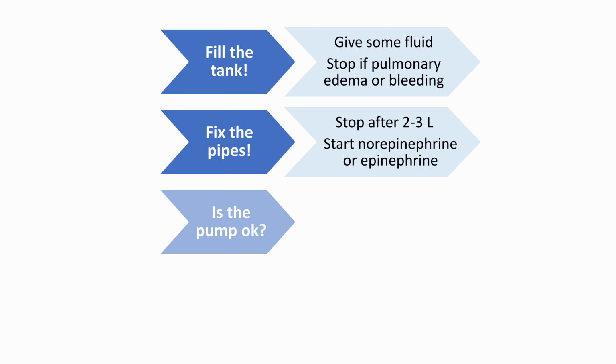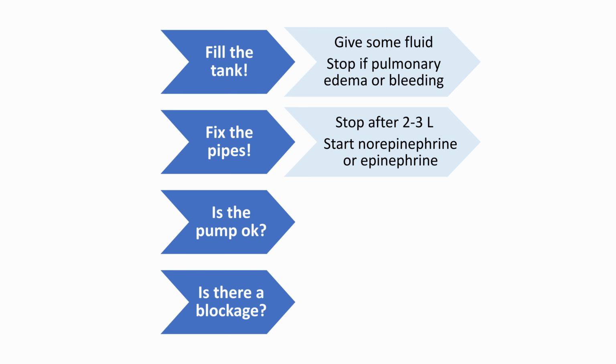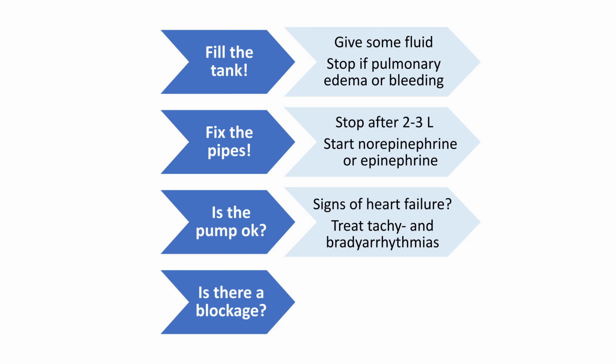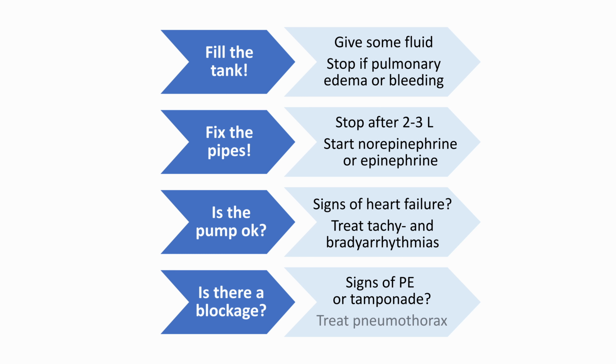Finally, remember to assess the pump and look for blockages. If the heart rate is super fast or super slow, look closely at that cardiac monitor. Maybe this is an arrhythmia and we need to fix that. Listen to the heart and lungs with your stethoscope, and if you can, examine the patient with POCUS. If you find a pneumothorax, get a needle and decompress the chest. And if you find some other kind of obstruction, you'll need help to deal with that, but you're already on the right track with the fluids and the norepinephrine that you've been giving.